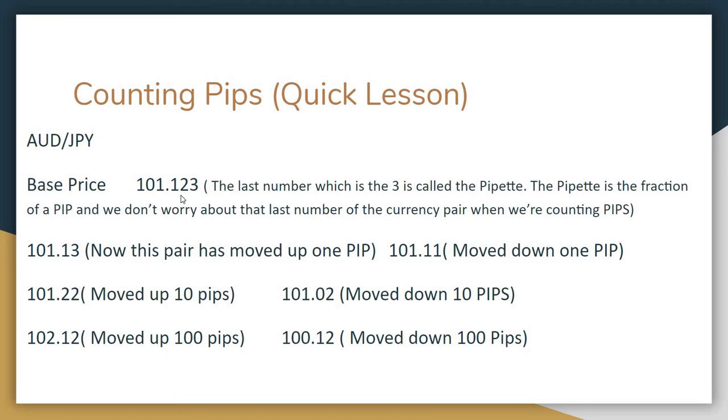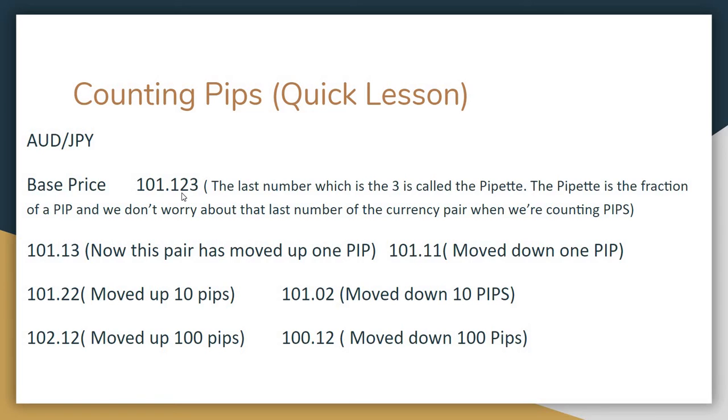This is our ones place. So if the price is at 101.13 and we took the trade at 101.12, then the currency has moved up 1 pip. Let's say it's moved down 1 pip: if the price is at 101.11, then the trade has moved down 1 pip. Let's say it again. We worry about the ones place. If the price is at 101.13, then this trade has moved up 1 pip. If the price is at 101.11, then the trade we took has moved down 1 pip.